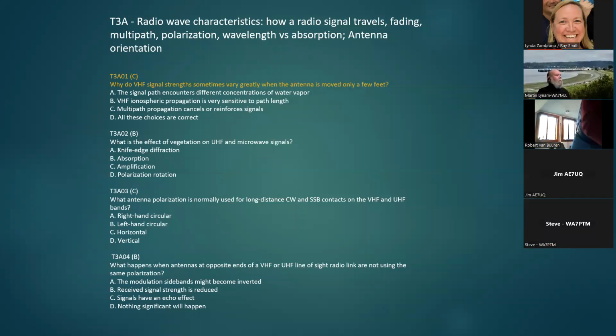Okay. Anyway, I'll just fire up with question A01. Why do VHF signal strengths sometimes vary greatly?